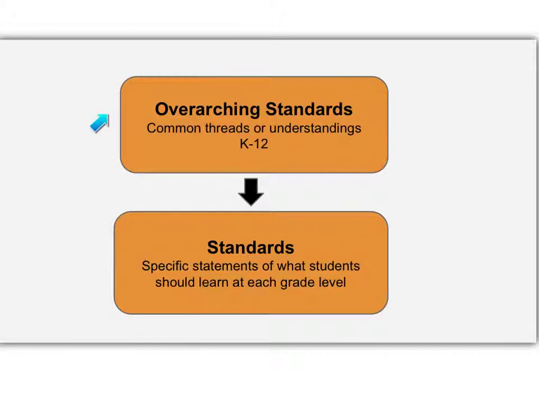Overarching standards are common threads of understanding that run K to 12. They're far too broad for designing specific lessons. Standards, as we call them in California, come under the overarching standards, and they're specific statements of what students should learn at each grade level. In other states, these specific statements are called benchmarks, or if you're looking at our national standards, they're called grade level learning outcomes.